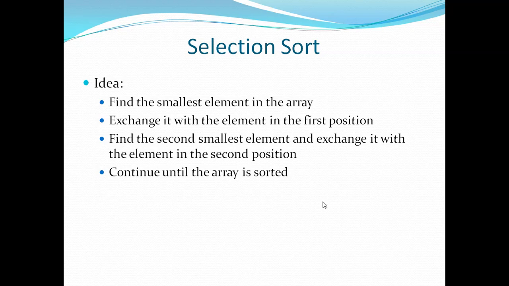We will first find the smallest element in an array and then exchange it with the very first position, that is index 0. And we will do the same thing with the second element also. We will find the second smallest element and exchange it with the second position. Then we will do the third iteration and find the third smallest element and exchange it with the third position, and so on. We will keep continuing this till we get the sorted array. That is our basic requirement.